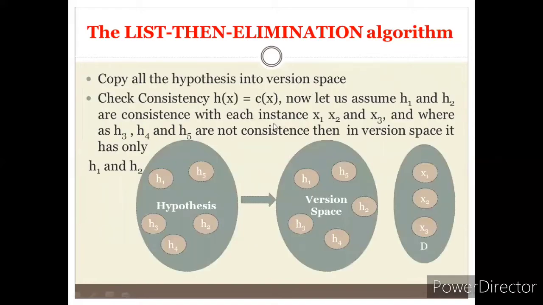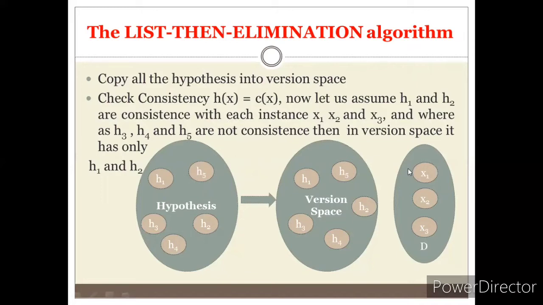In detail, let us see it. In the list then eliminate algorithm, we have to list all the hypotheses into the version space, as the definition says. Then we have to see which ones satisfy the consistency property, that is, H of X equal to C of X. Now let us assume that H1 and H2 are consistent with each of X1, X2 and X3, whereas H3, H4, H5 are not consistent. That means the version space has only H1 and H2.